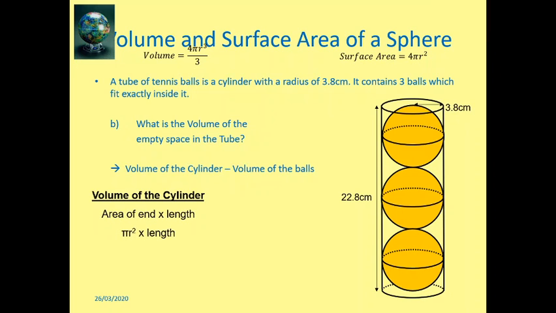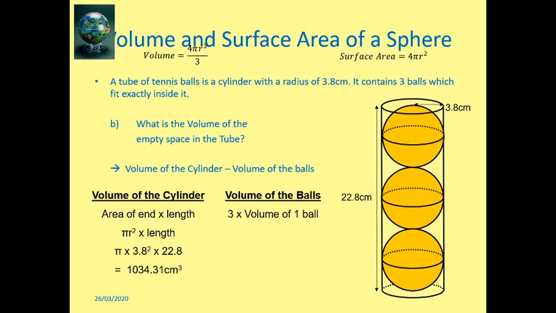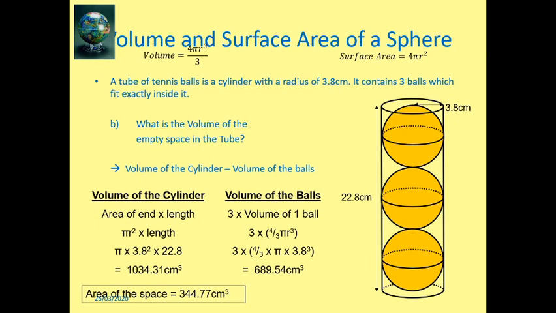Okay. Volume of the cylinder would be pi r squared times height. And 3.8 is the radius, so pi times 3.8 squared times the height. Whatever it says there, 1034.34. Volume of the tennis balls, 3 times the volume of one ball. 4/3 pi r cubed. 3.8 is the radius for both, so 4/3 times pi times 3.8 cubed. And I'm going to times that by 3 because there's 3 of them. Then I subtract them.